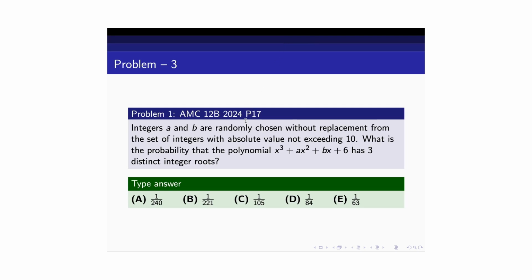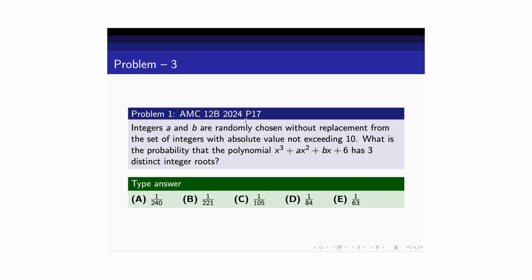Okay, let's do P17. For integers a, b, c randomly chosen without replacement from the set of integers with absolute value not exceeding 10, what is the probability that the polynomial has three distinct integer roots?